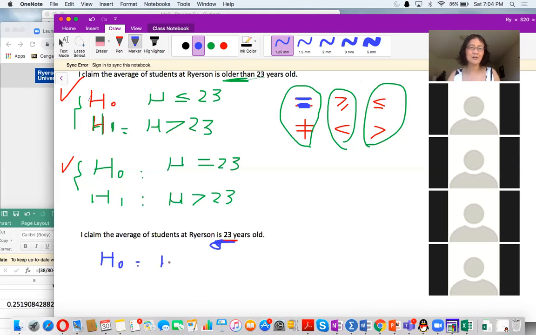Okay, average age mu is 23 years old. And once you decide H0, when you have "is," H1 is not equal. So H1: mu not equal to 23. Okay. Any questions?